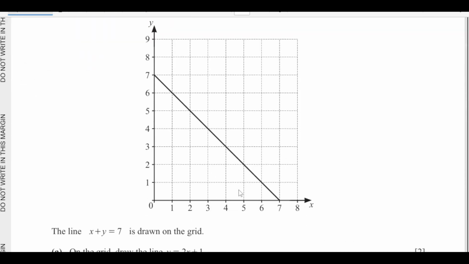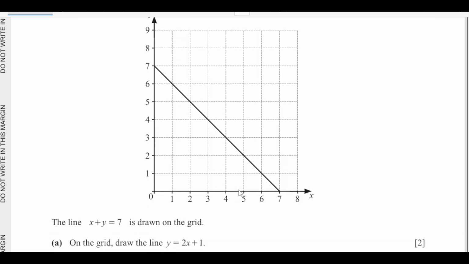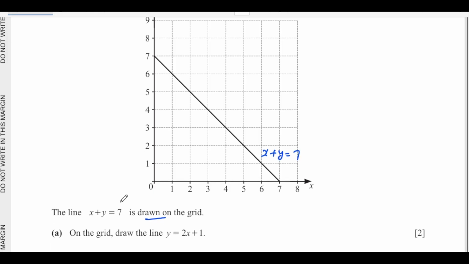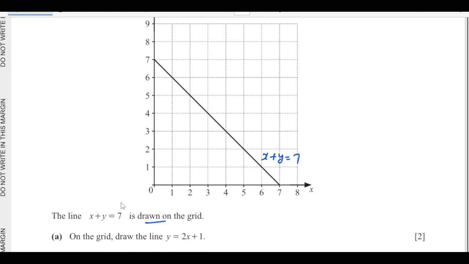Number 6, we have the line here. We are given that the line x plus y equals 7 is drawn on the grid. So, this is the graph of x plus y equals 7, right. On the grid, draw the line y equals 2x plus 1. So, y equals 2x plus 1. So, we need to have the values of the intersecting points at the axes. When x is 0, y will be 2 into 0 plus 1, that is 1, right. When x is 0, y is 1.